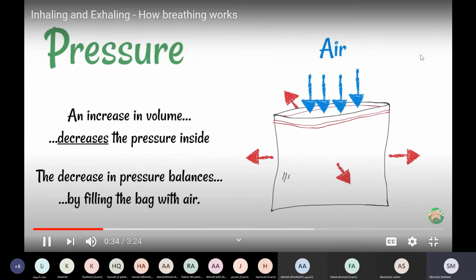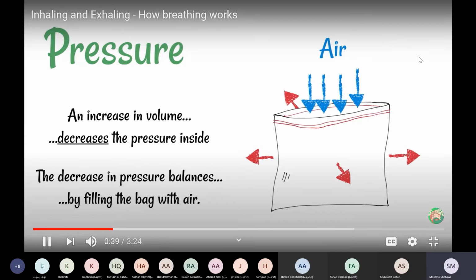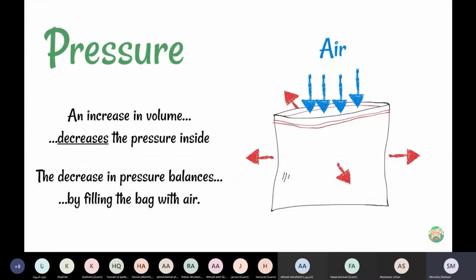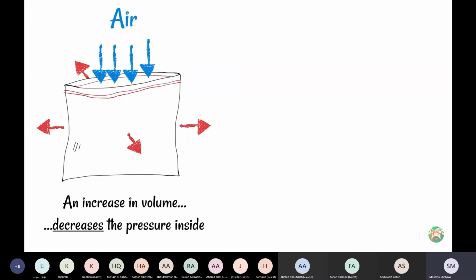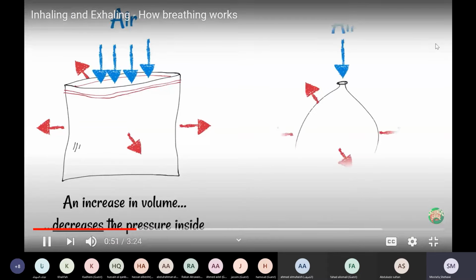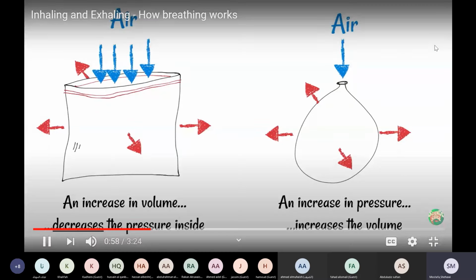Now that decrease in pressure immediately balances itself out by filling the bag with air to then rebalance that pressure. Now let's contrast this with a slightly different example. Remember, with this food bag example, an increase in volume will decrease the pressure inside. Now let's look at a balloon. Now with a balloon, we put air inside and the balloon will expand. An increase in pressure increases the volume. People often make the mistake of thinking that with your lungs, you force air inside and that makes your rib cage, your chest expand. And that's not true.